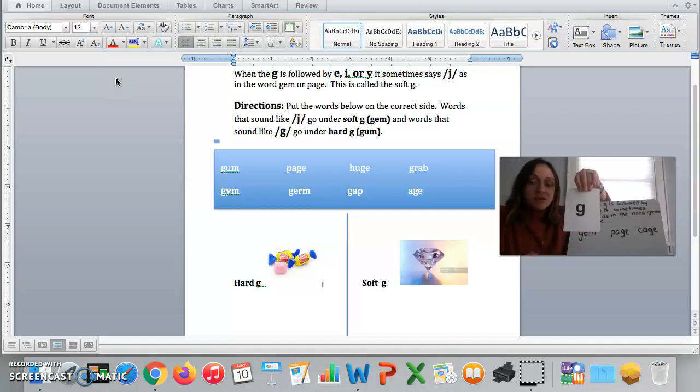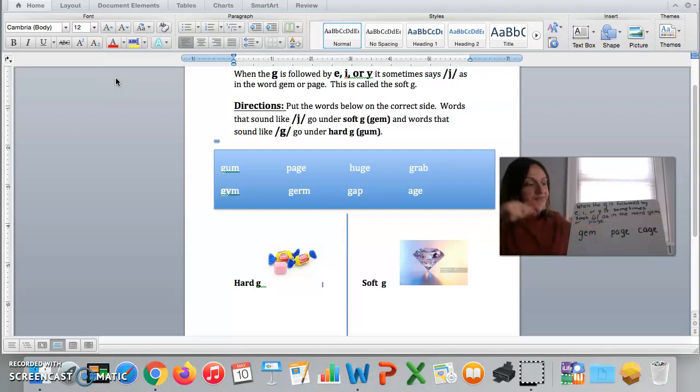The G usually says G, but sometimes the G makes the J sound. Watch me trace and say the card. G, gate, G. G, page or gem, J. It makes the J sound like the letter J. Boys and girls, just like the soft C, when the G is followed by E, I, or Y, it sometimes says J, as in the word gem or page.